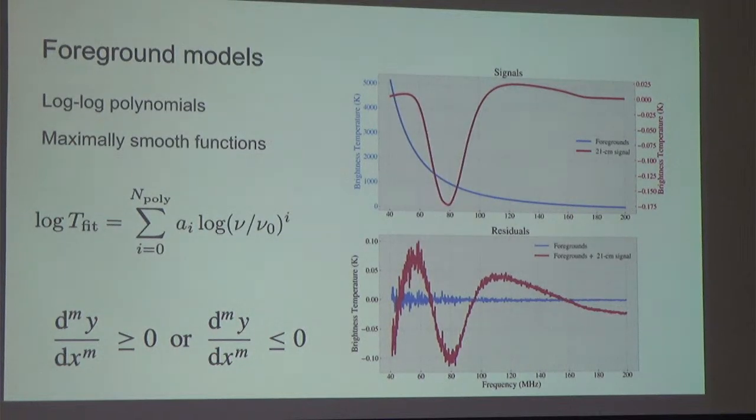And this is the difficulty of global experiments, because you have very few measurements. You only have time versus frequency. So differentiating them is challenging.